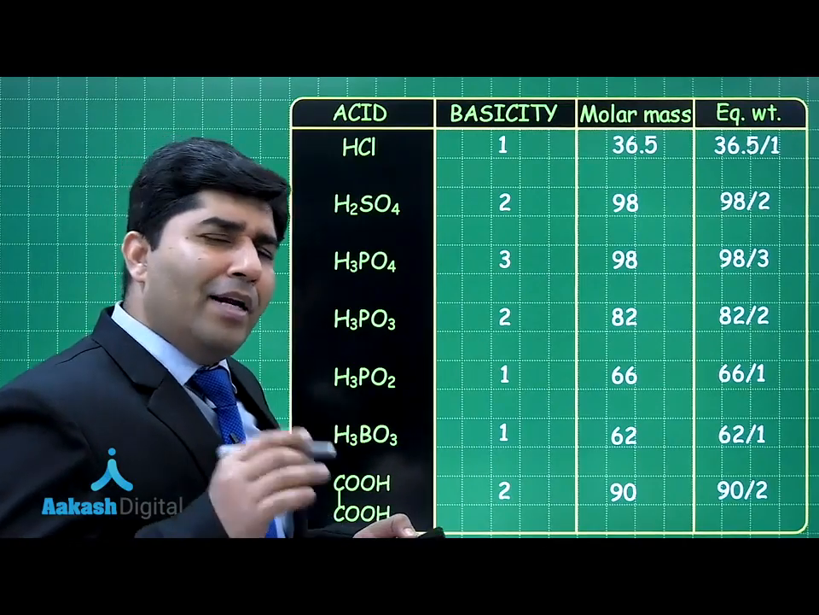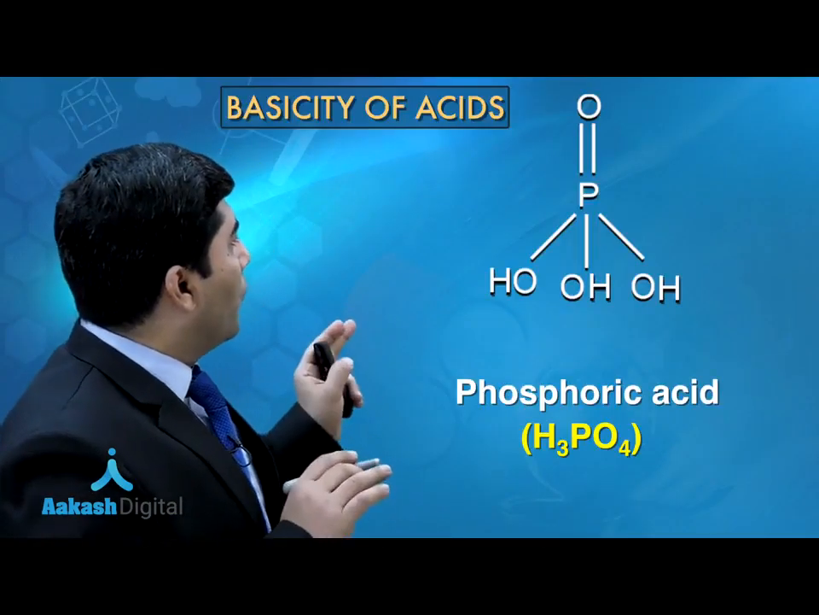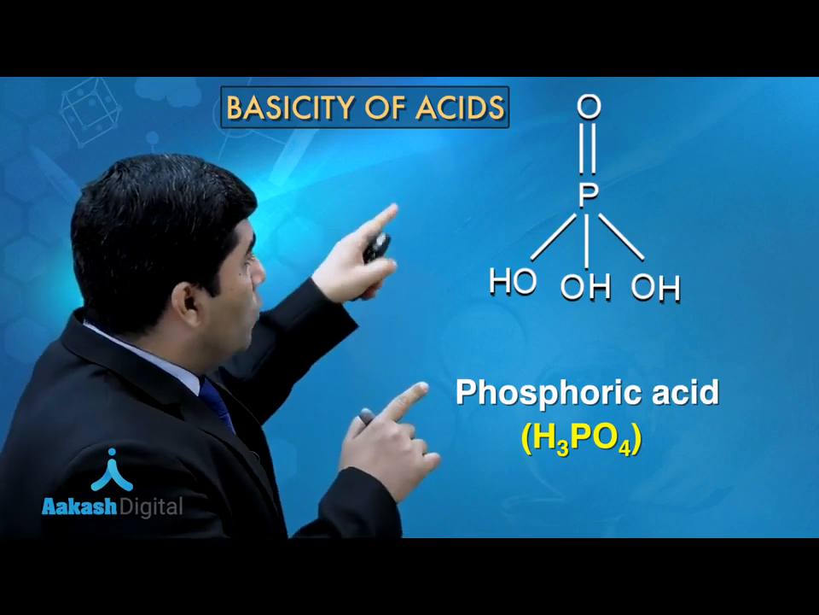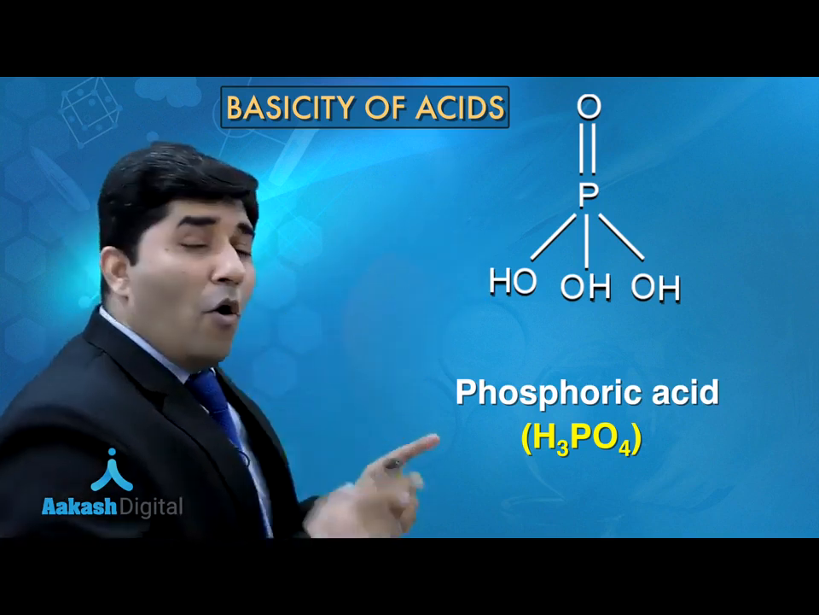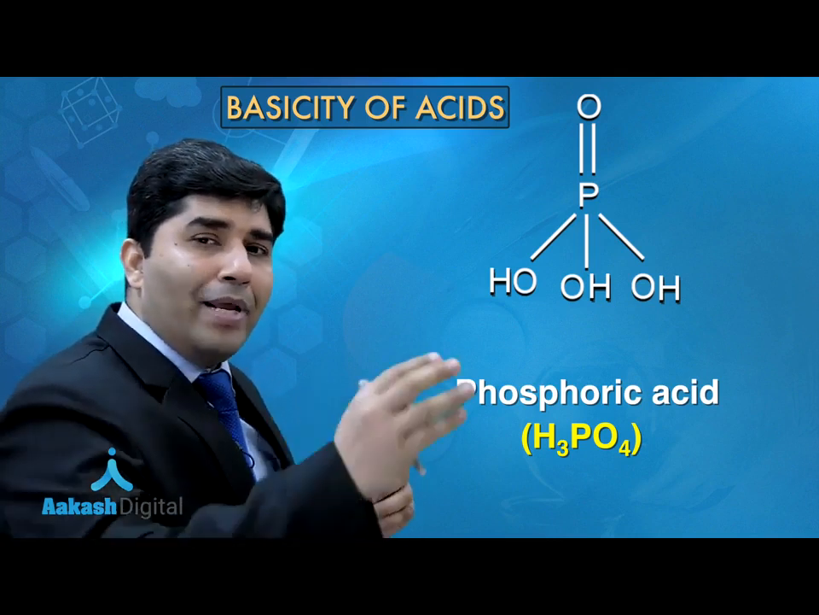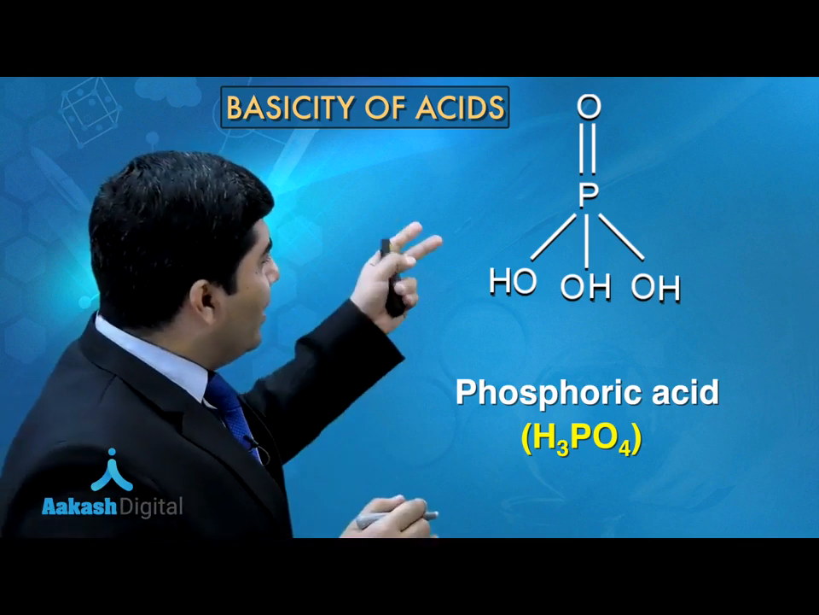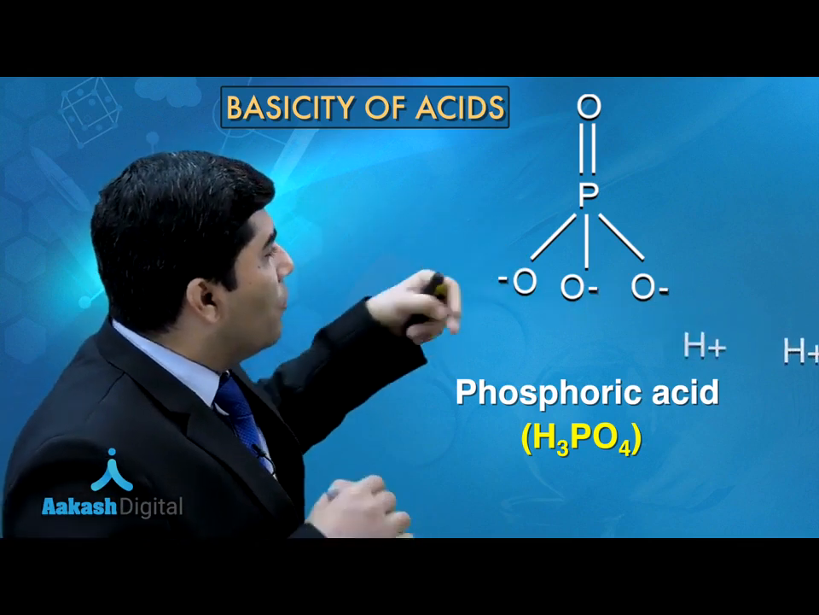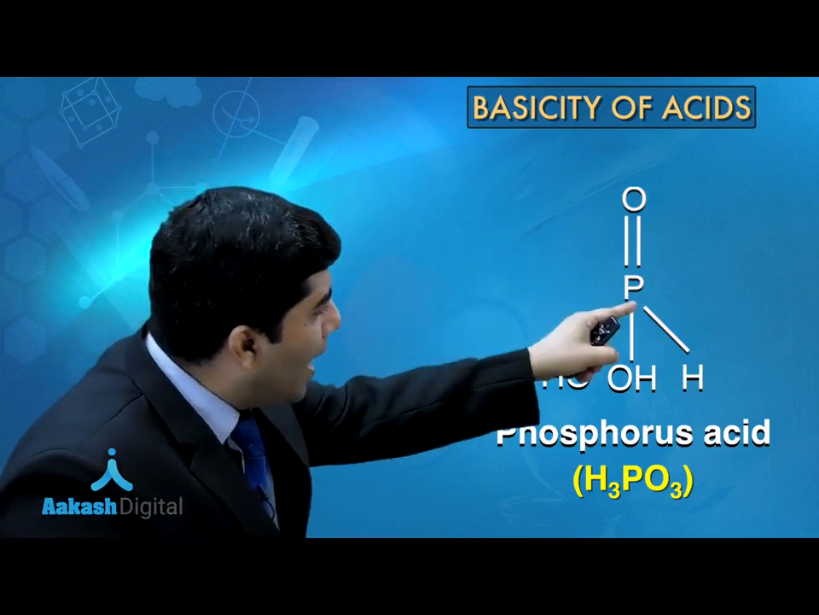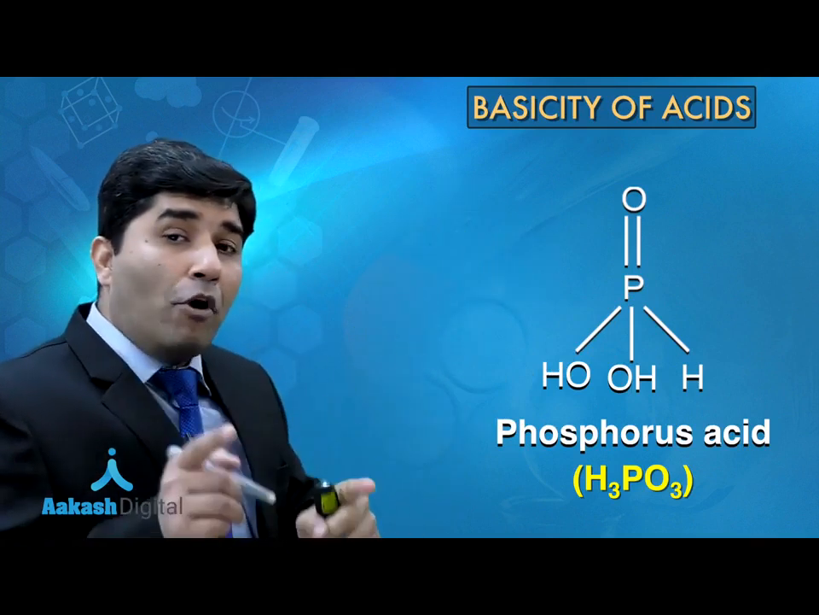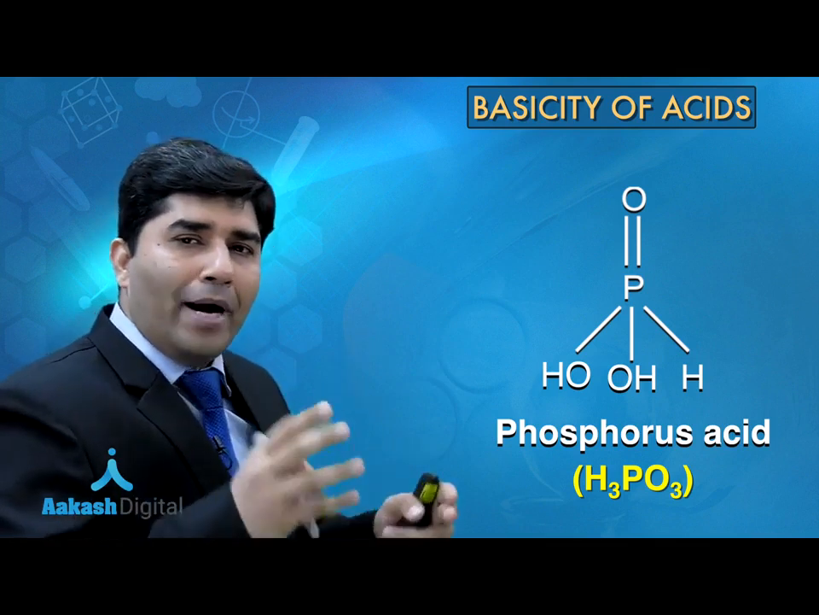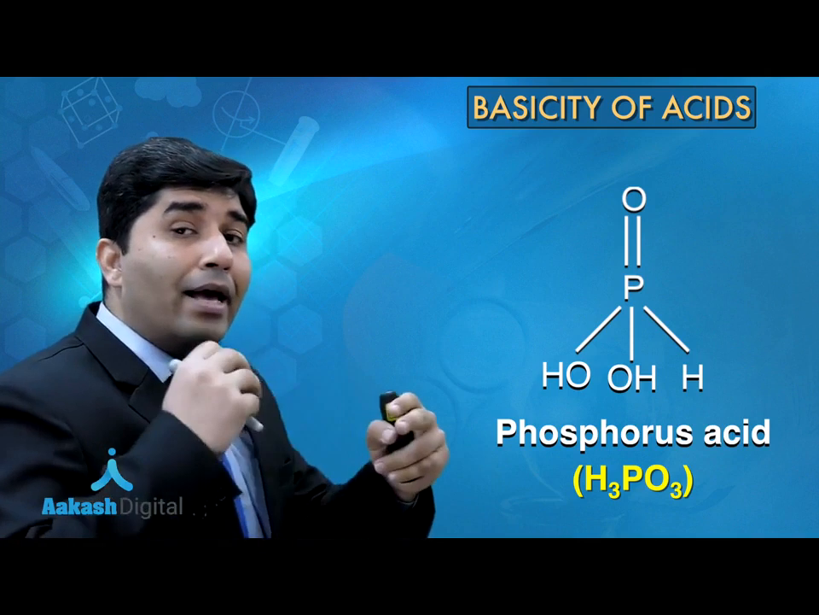Why is it so? Let's take the example of H3PO4. You can clearly see in H3PO4, phosphorus is attached to 3 OH groups. Oxygen is very electronegative and oxygen will pull the electron from hydrogen and hydrogen will be released as H+ ion. So in this case, the 3 H+ ions will be released. In the case of phosphorus acid, you can see that 1 hydrogen is directly attached to the phosphorus. Phosphorus is not that electronegative, so it cannot attract the electron from hydrogen and it cannot be released as H+ ion.